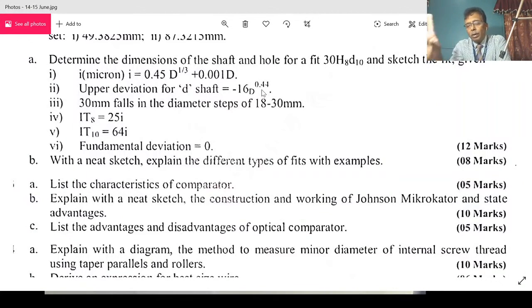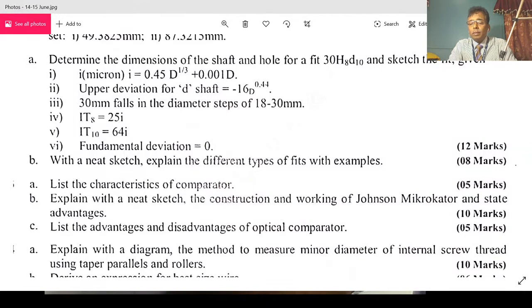Please be ready. I will discuss that, or maybe madam is going to discuss. Sketch and explain will give you straight away 10 marks: 5 marks for the sketch and 5 marks for the explanation. Simple explanation. Next, list the advantages and disadvantages of optical comparators. What are optical comparators? What are the advantages? What are the disadvantages? We will discuss that in our unit number 5. Then, explain with the help of a neat sketch the method to measure minor diameter of the internal.